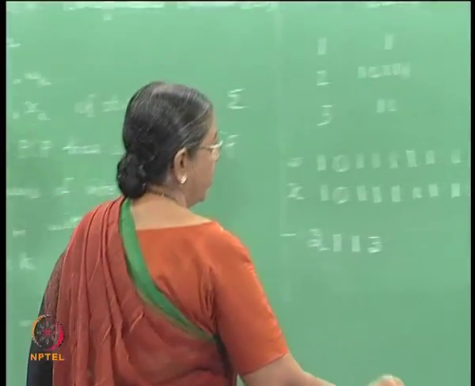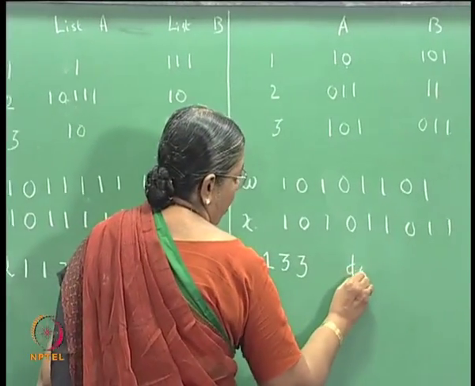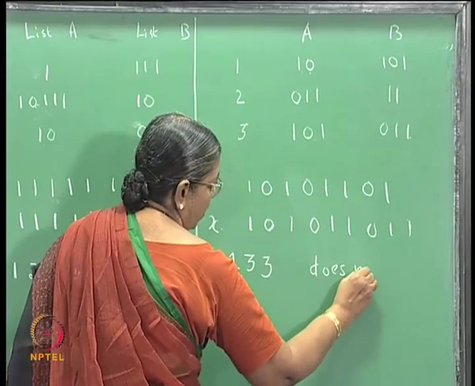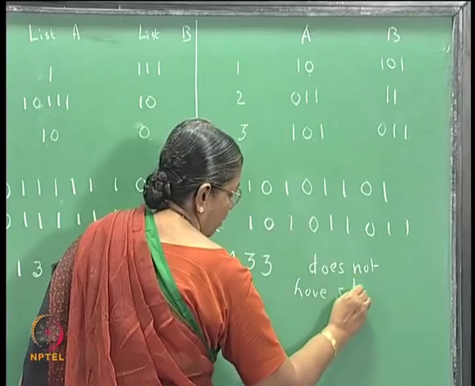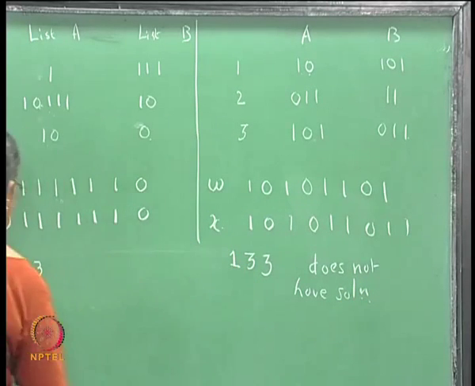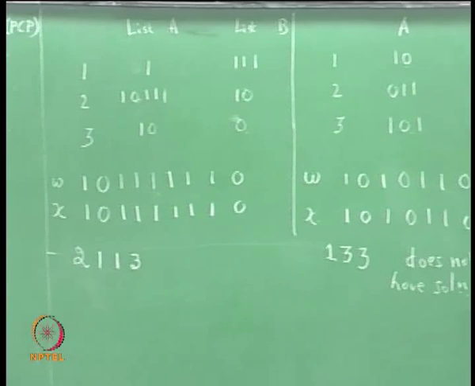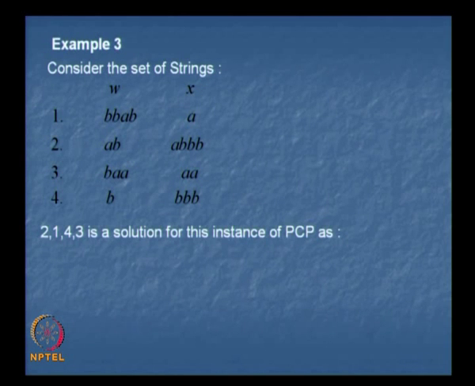This does not have a solution. This has a solution, which is 2 1 1 3. We have considered two examples, two instances of the post correspondence problem. We shall consider two more examples.